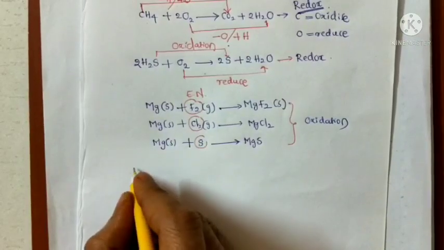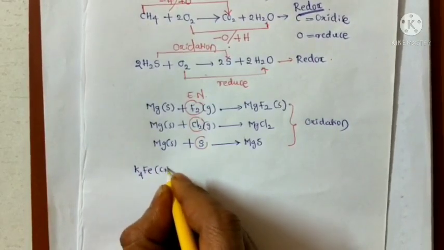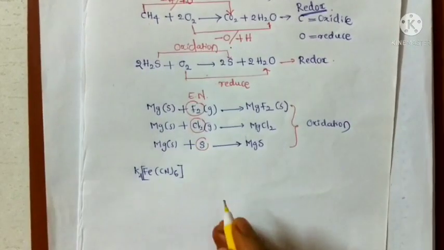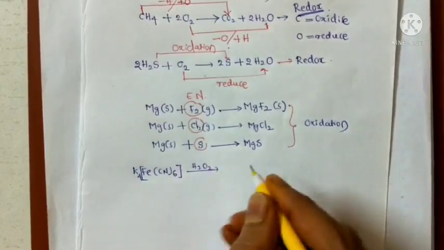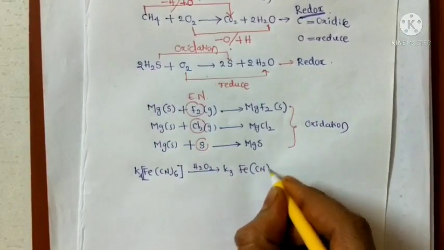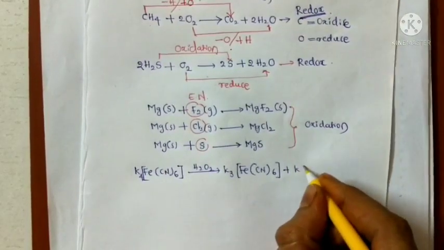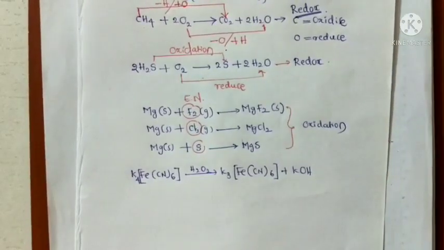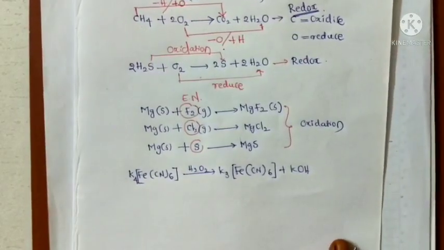Next one is K4, potassium ferrocyanide, in the presence of hydrogen peroxide, it is converted into potassium ferricyanide. So it is also an example for the oxidation reaction. So how to find out the oxidation here? How to find it?